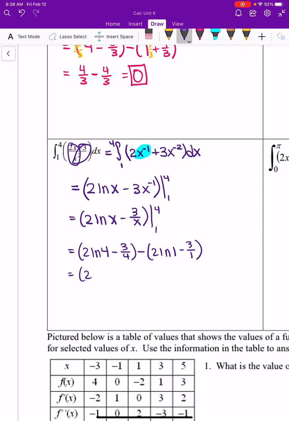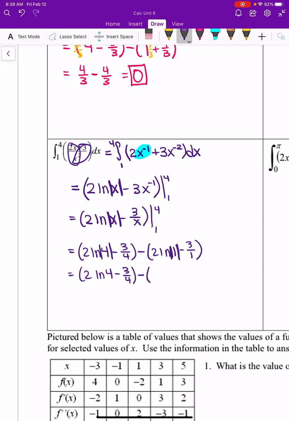All right, so 2 natural log of 4. That stays. Oh, I forgot my absolute value signs again. In this case, it won't matter on the natural log because 4 is already positive and so is 1. But that could make a difference if they were negative. So remember, the antiderivative of 2x to the negative 1 is the natural log of the absolute value of x. We can drop the absolute value in this last step here because 4 is already positive.